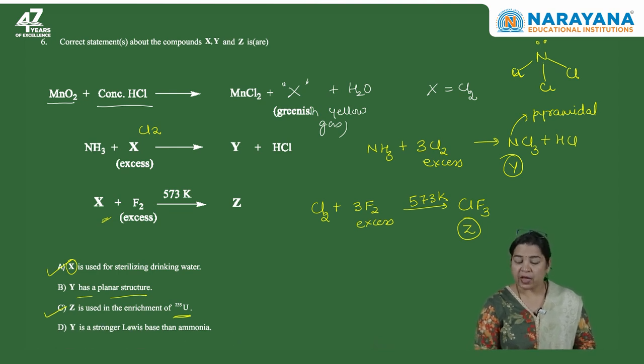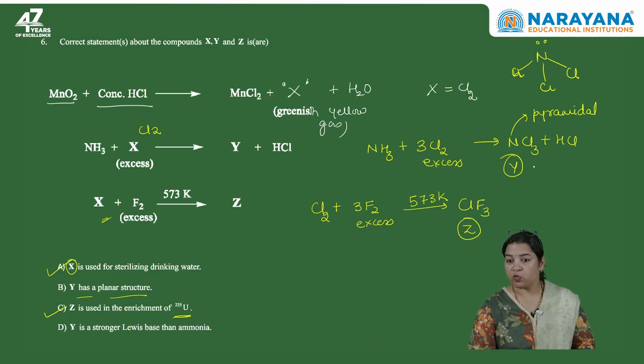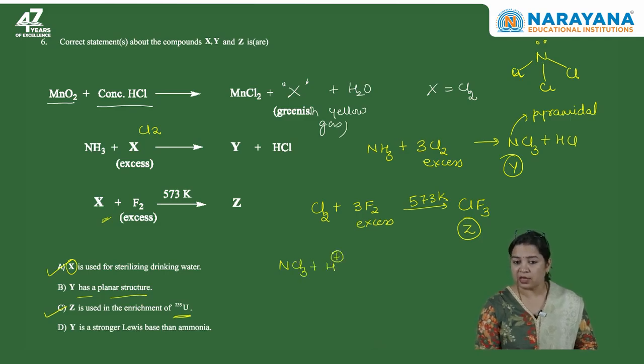Last option, Y is a stronger Lewis acid than ammonia. Going back to Y, this was Y, NCl3. Now it has electron withdrawing groups. If NCl3 accepts H+, how could it be more stable than NH4+?